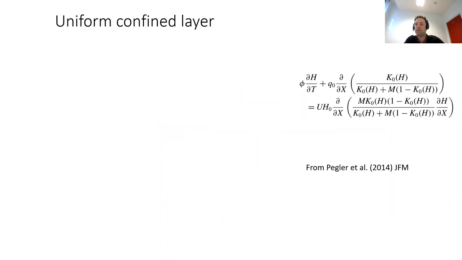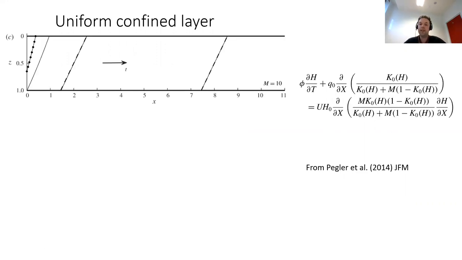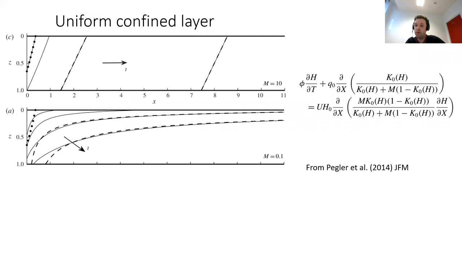Okay, it's useful for reference to consider what happens in a uniform confined layer. This was studied by Pegler and others six or seven years ago, and they showed that if the input fluid is more viscous in a uniform aquifer, then you essentially just get a plug flow at late times. The injected fluid fills the layer, and the interface just moves at a constant velocity downstream. It's quite simple. If you have a less viscous input fluid, then you get a Saffman-Taylor type instability. Because the input fluid is less viscous, a single finger forms, and this finger moves along in time.